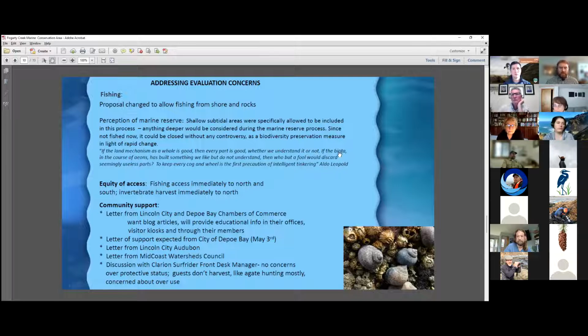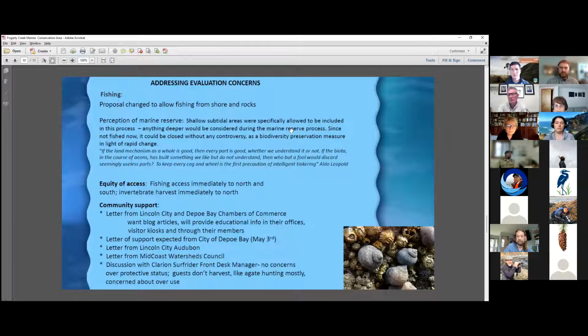One of my major failings last time was not to get letters of support for this proposal. And so I went back and I have a letter of support from the Lincoln City and Depot Bay Chambers of Commerce. They were very excited. They want me to write a blog article, and they'll provide educational information in their offices and their visitor kiosks and through their members. They're very concerned about sustainability. They're part of the Oregon Coast Visitors Association that has a sustainability and climate change focus as part of their tourism endeavors.